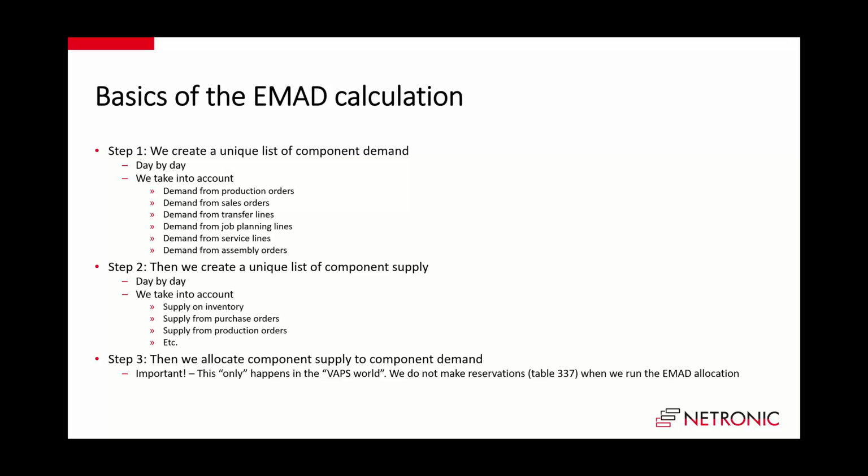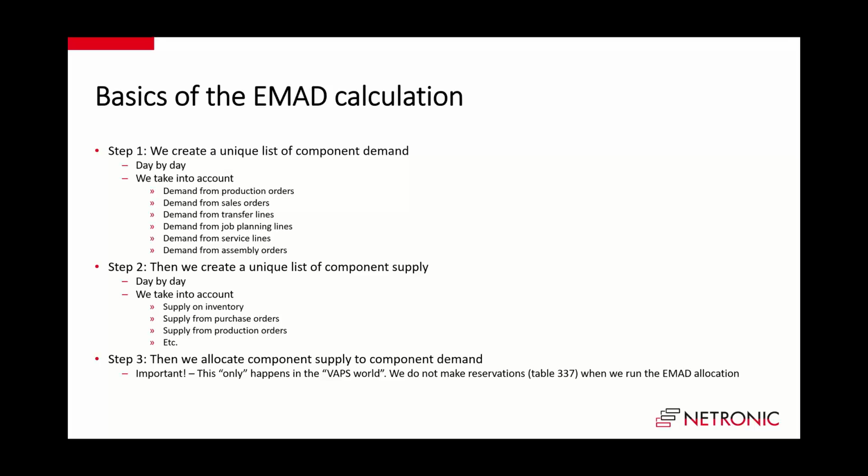And after we have this list of component demand per day, we also create a unique list of component supply. And we do it again by day. We say, okay, today we have this type of supply. This is what we have in inventory. This is what we get from purchase orders. This is what we produce. This is what we assemble. This is what we have as an output of a job. So we take all supply sources into account so that we day by day can see, based on the information we have in Business Central, what is the demand per component and what is the supply per component.